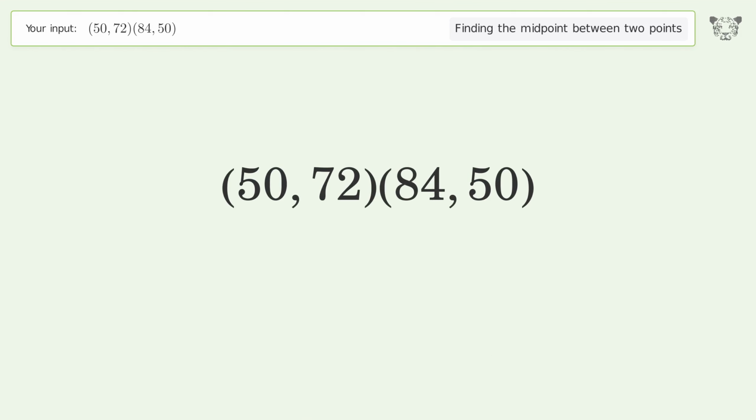Use the x values in the midpoint formula to find the midpoint's x. x1 equals 50. x2 equals 84. Simplify the arithmetic.